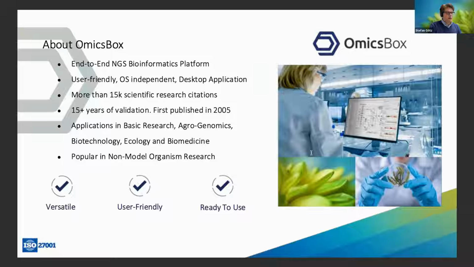So this is quite adapted by the scientific community, with over 15K scientific research citations, a lot of years being out there, and basically used for research, for agrogenomics applications, biotechnology, ecology, and also biomedical applications, biomedical research. We are kind of proud and popular that we are species agnostic. And that means that with OmicsBox, you can run any kind of species through your pipelines.